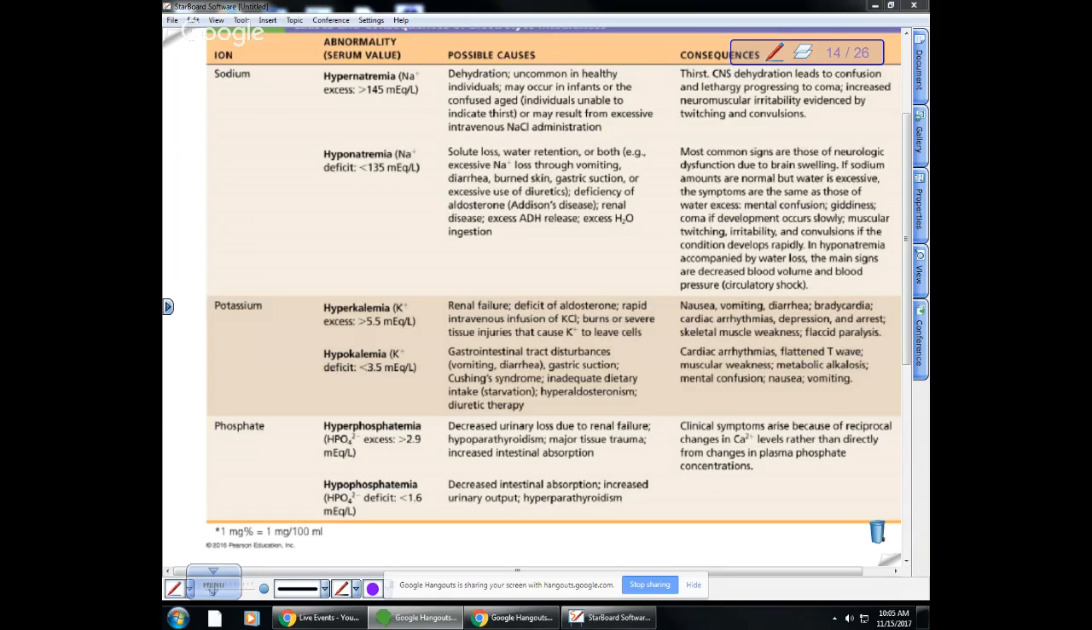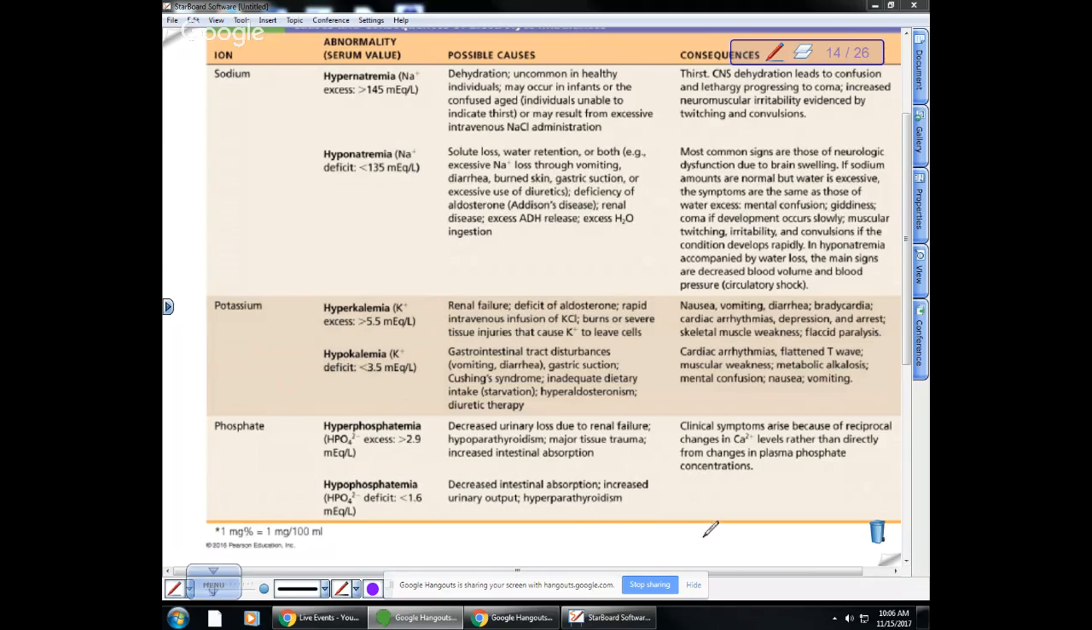Okay, so we're going to finish up with fluid and electrolyte balance today, and we're going to also talk about pH. And we talked about sodium. And remember that sodium is the most abundant ion that is found outside of the cells. And so we're going to talk about potassium, and then we're going to talk about calcium as well.